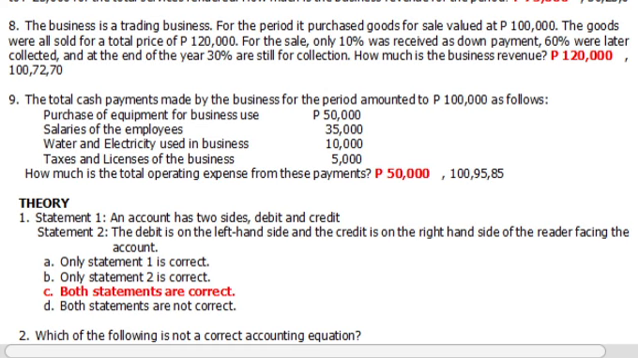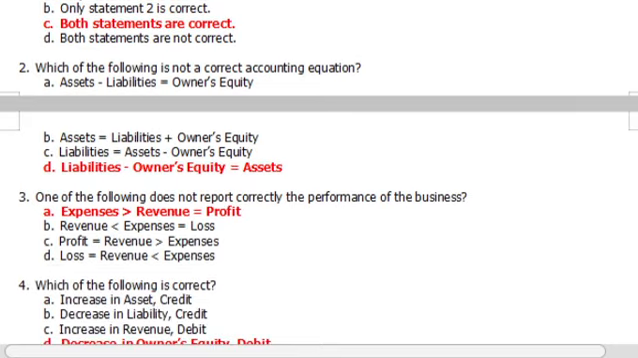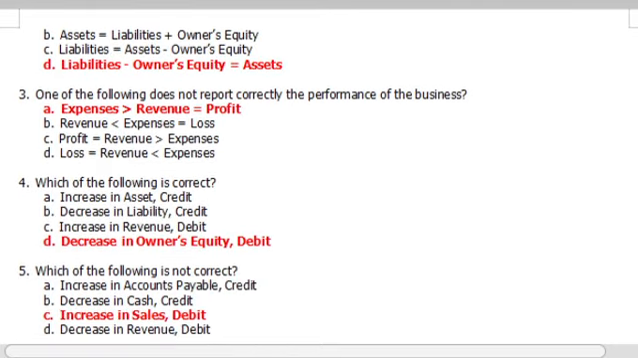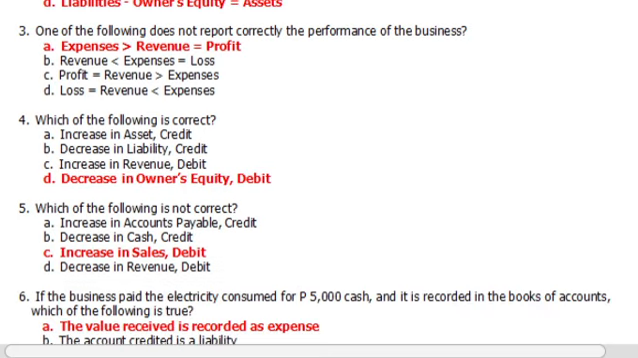Number 3, one of the following does not report correctly the performance of the business. So sa ating number 3, letter A, yung tamang sagot, does not report correctly kasi sabi dito sa letter A, expenses is greater than revenue is equal to profit. So, pag mas malaki yung expenses natin kaysa sa revenue, dapat loss. So, kaya mali yung letter A.